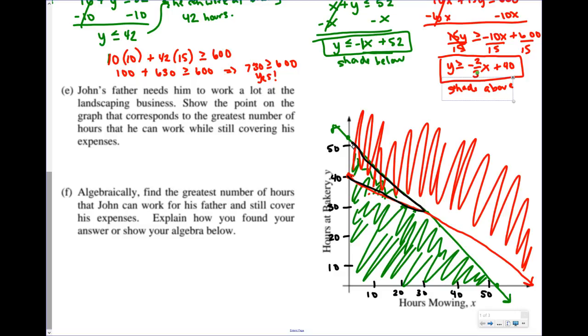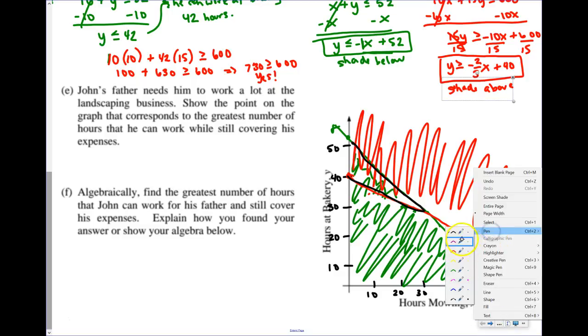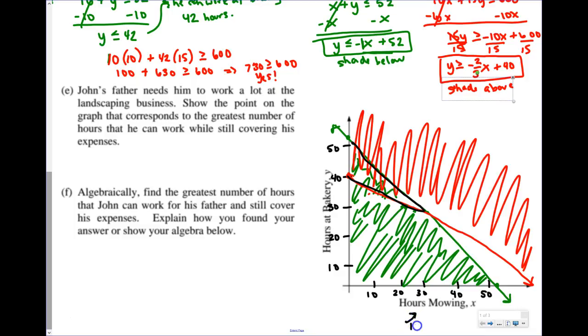I've graphed both my lines and let's see what E is going to ask me. John's father needs him to work a lot at the landscaping business. Show the point on the graph that corresponds to the greatest number of hours he can work while still covering his expenses. So this is the landscaping business right here, right? This X is landscaping. So this question, oh, sorry, that was the bell. This question is asking, where can he work the most landscaping hours? Well, and still covers expenses?